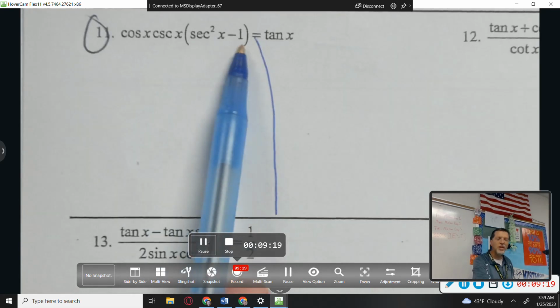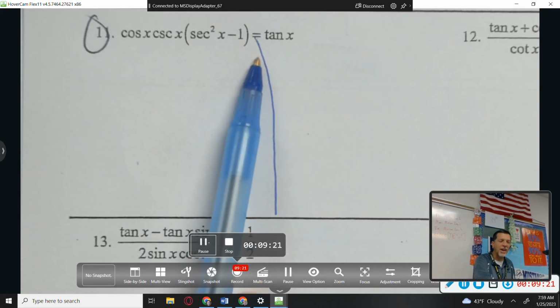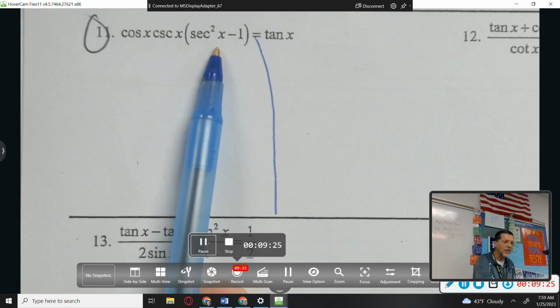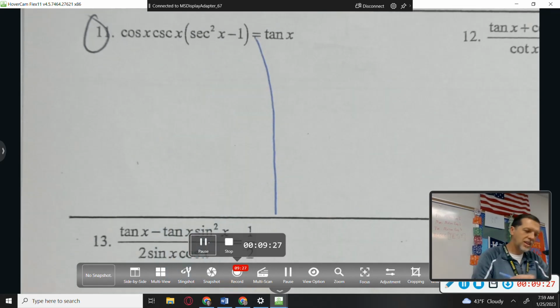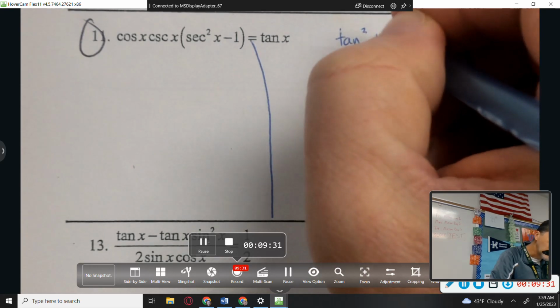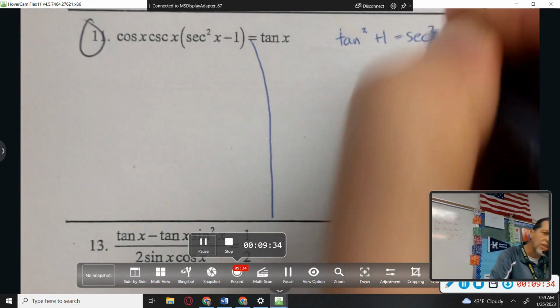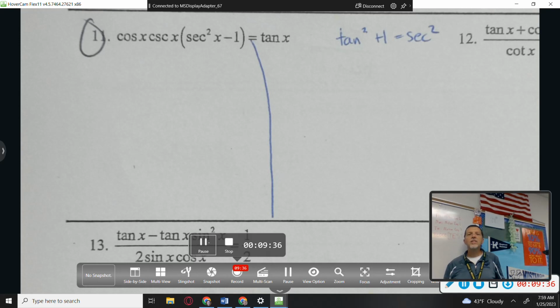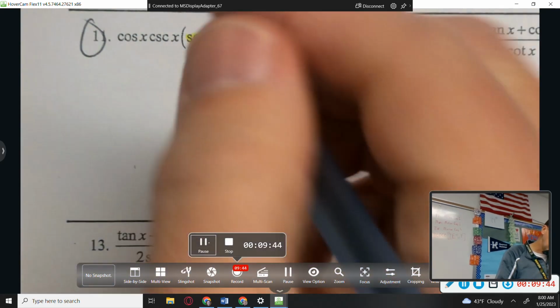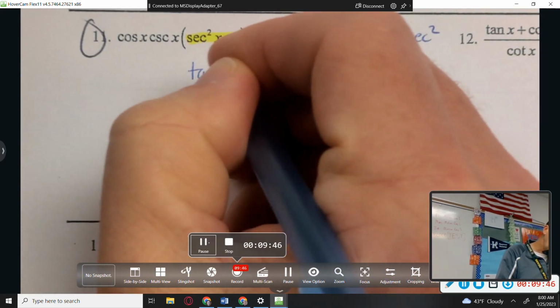That equals something. I don't know what it is right off the top of my head, but if there's something squared, I'm pretty sure that's a Pythagorean identity. Let's see. I think tangent squared plus 1 equals secant squared is the identity. So yeah, secant squared minus 1 would be tangent squared. So I'm going to replace secant squared minus 1 with tangent squared.